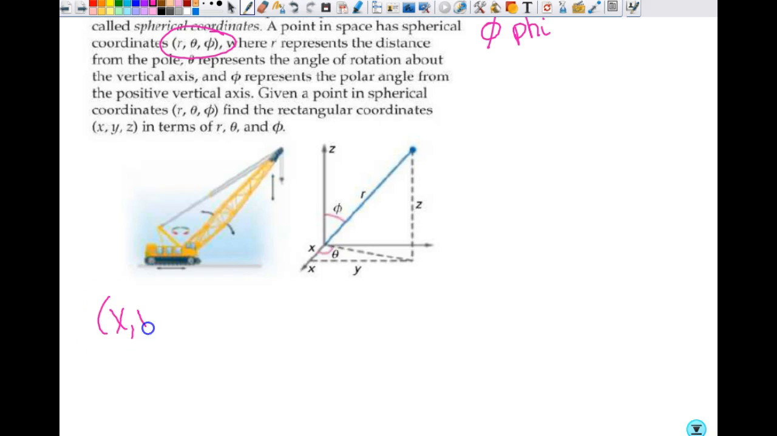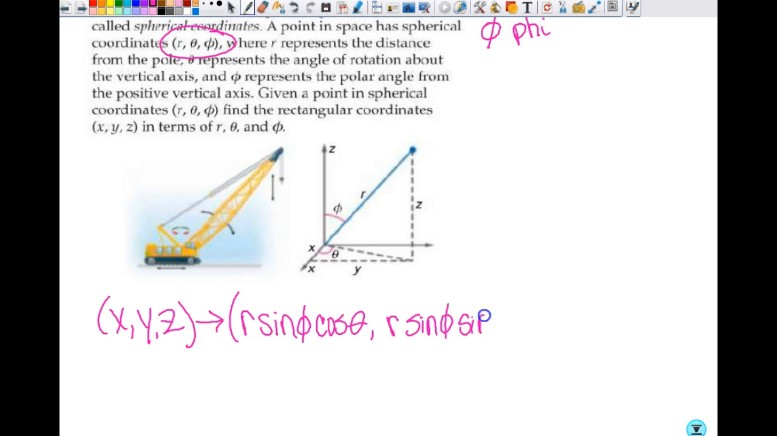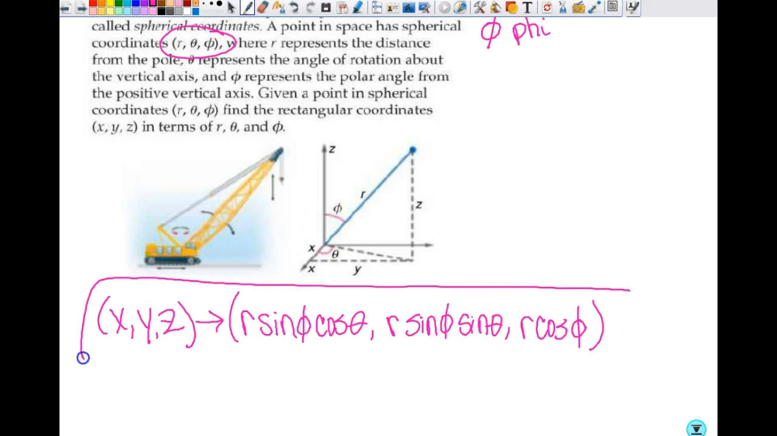So your rectangular coordinates x, y, z become r sine phi cosine theta, then r sine phi sine theta, and then r cosine phi. I'm not testing you over that. I'm never going to ask you that. I just want you to see that there are relationships between these things. Okay? Any questions at all?